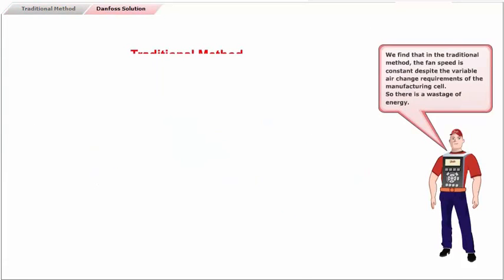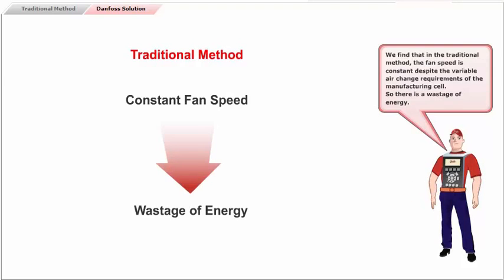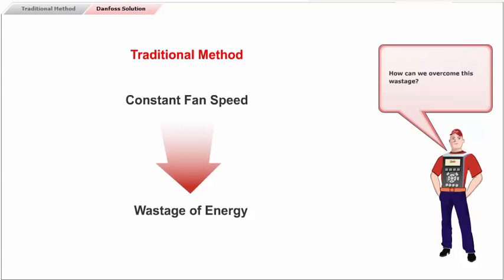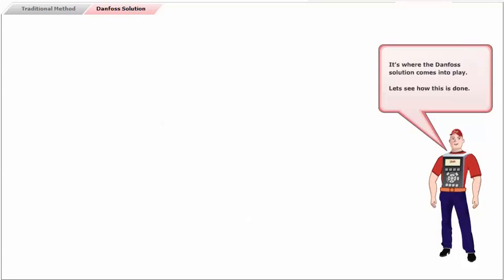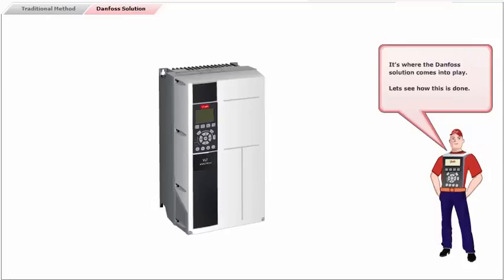We find that, in the traditional method, the fan speed is constant, despite the variable air change requirements of the manufacturing cell. So there is a wastage of energy. How can we overcome this wastage? It is where the Danfoss solution comes into play. Let's see how this is done.